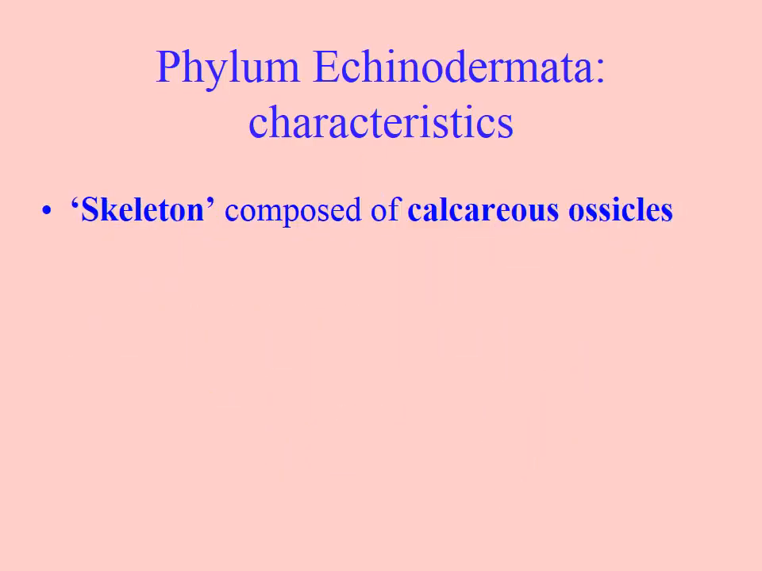Okay, they have a skeleton. All echinoderms have a pseudoskeleton, and they're composed of calcareous ossicles. So when you see that calcareous, that means calcium carbonate. And we've seen that in other phyla such as the calcareous spicules of certain sponges and bivalve shells and numerous other things. Okay.